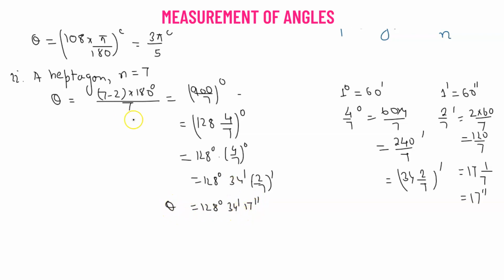Now we also want to express this value in radians. So here we have 900 over 7 degrees. All we have to do is multiply with pi over 180. So this is going to be 5 pi over 7 radians. Fine. So the interior angle of a heptagon is 128 degrees, 34 minutes and 17 seconds, and in radian measure it's 5 pi over 7 radians.